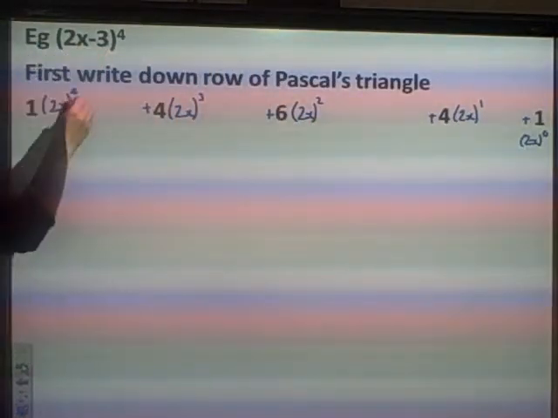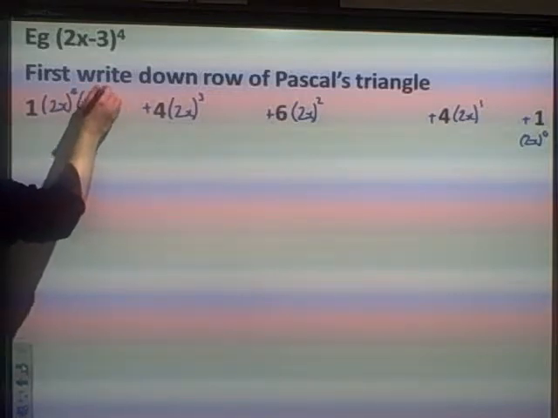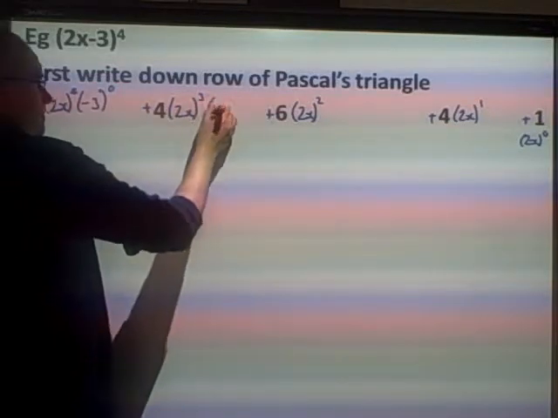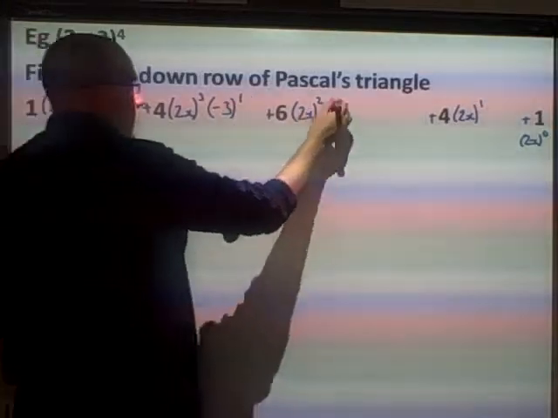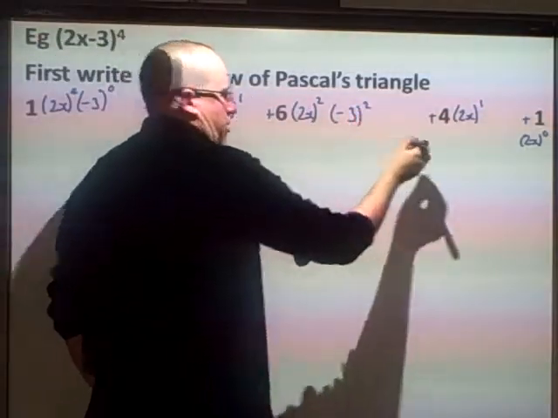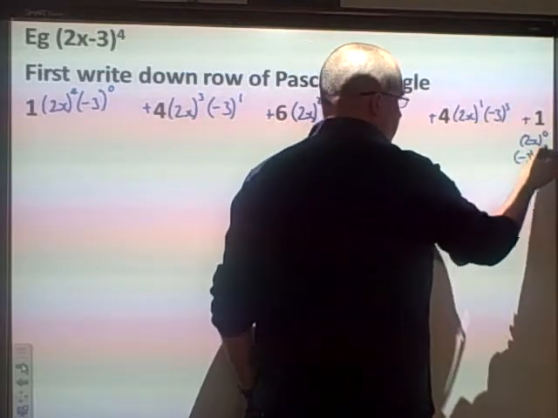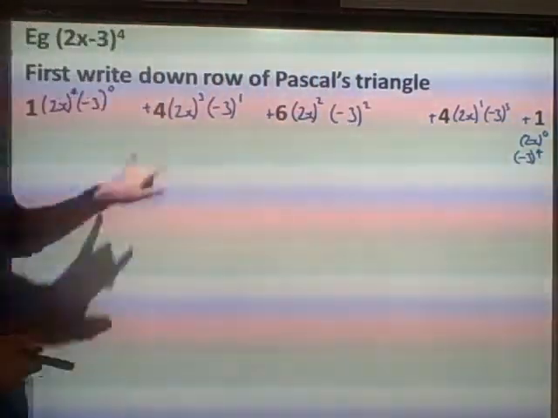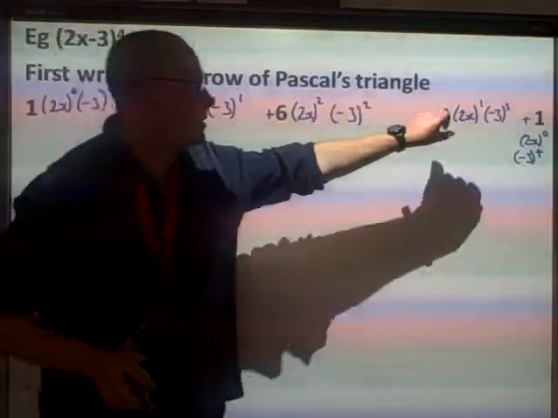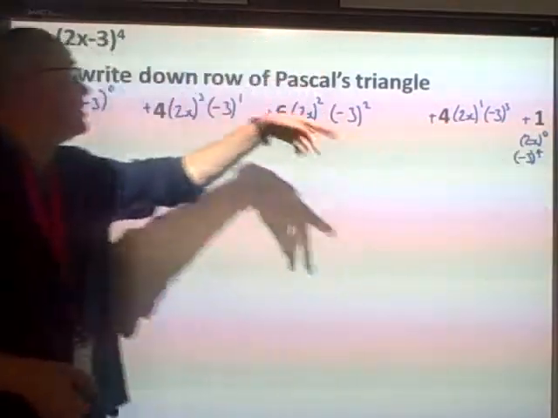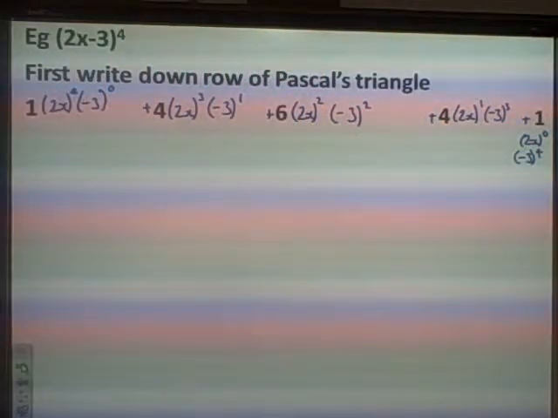Negative 3 this time, so negative 3, but I'm going to go in the reverse direction. Power of 0, power of 1, power of 2, power of 3, and power of 4. Notice again that the two powers together in any term should add up to the same number as the power in the original question.